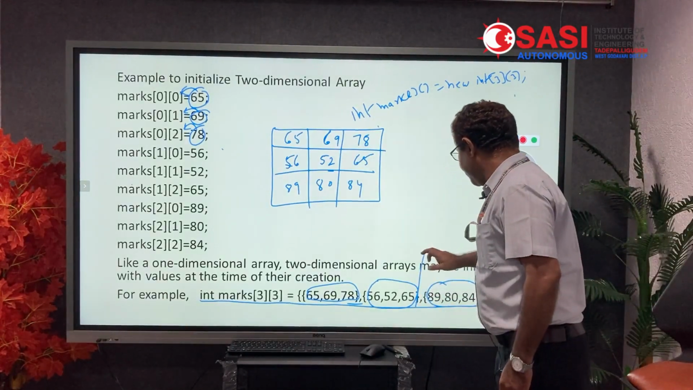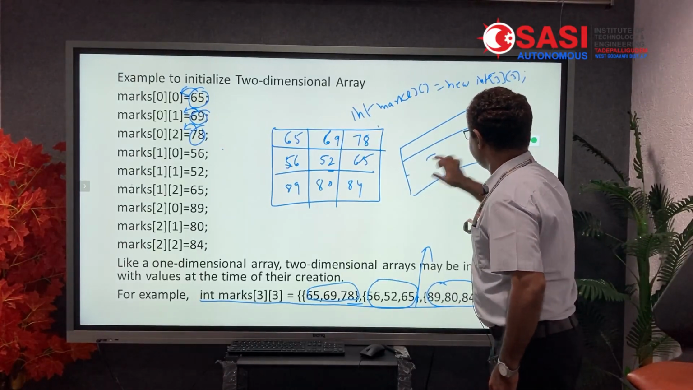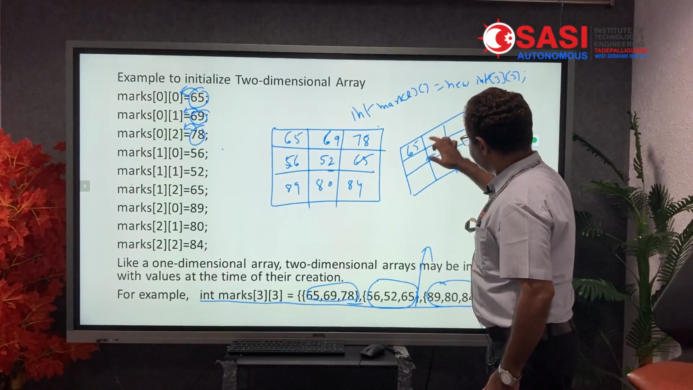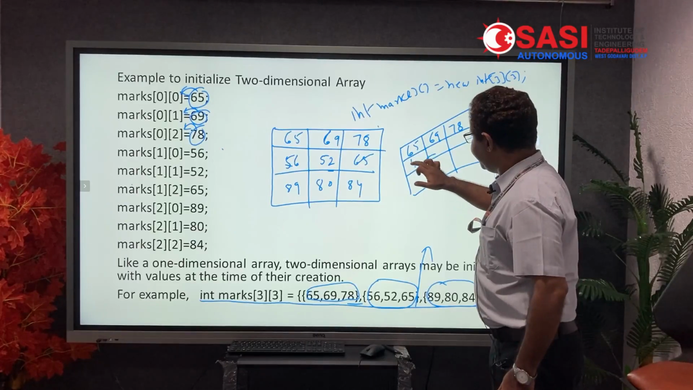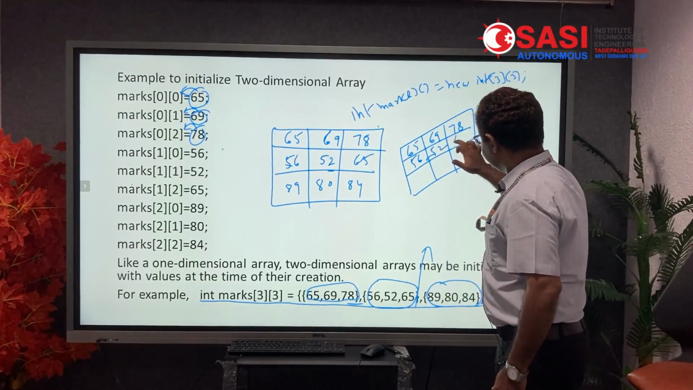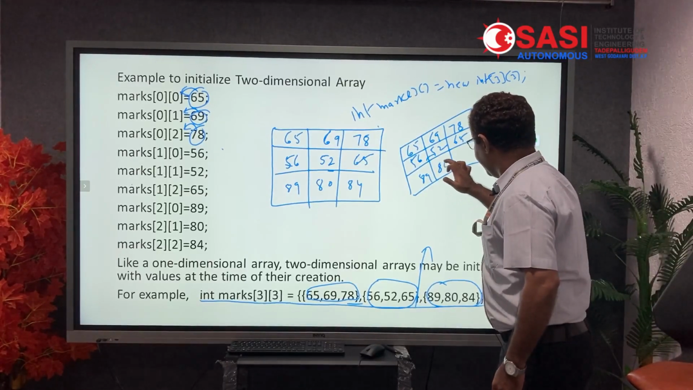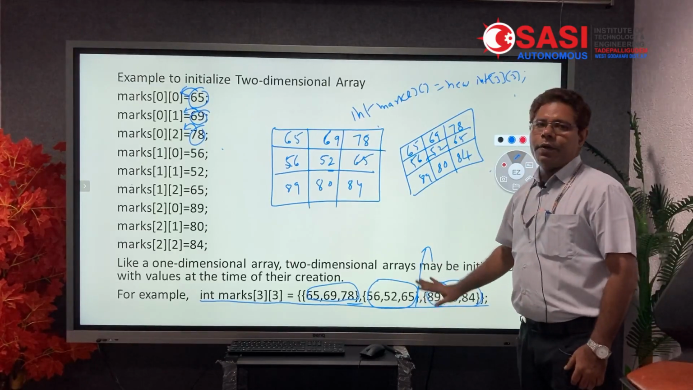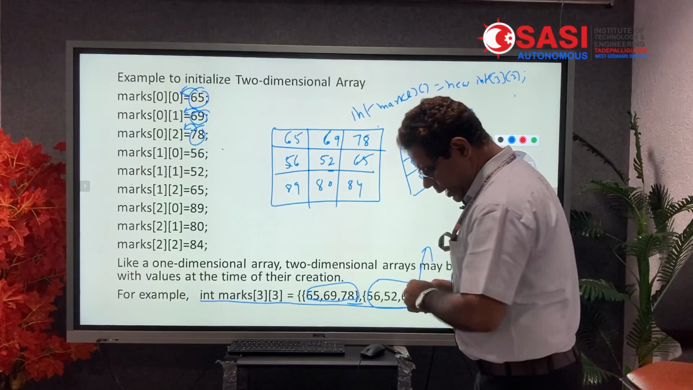So for this example, the tabular form is: first row 65, 69, 78. Second row 56, 52, 65. Third row 89, 80, 84. So this is another way we can assign values to the two-dimensional array.